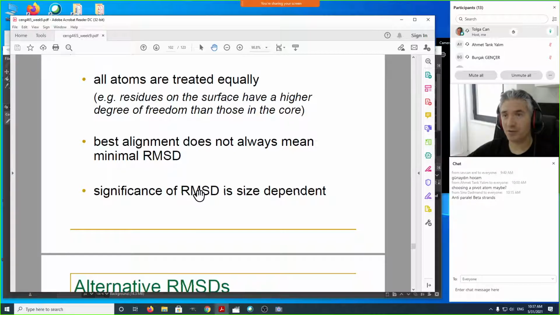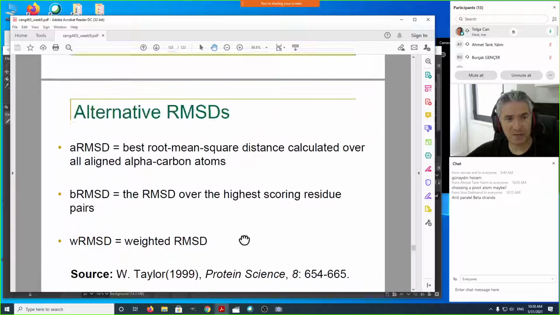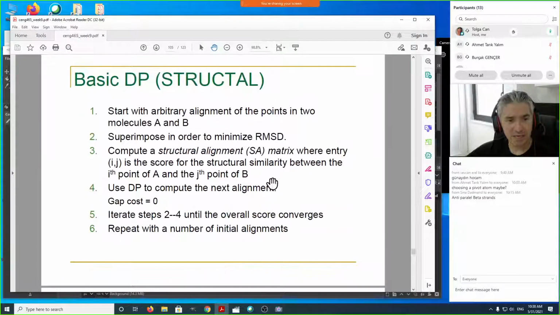If somebody tells you that they have found an alignment with RMSD 0.1, and it's a very good alignment, you should ask them, what is the length of your alignment? If they tell you the length of the alignment is 5 amino acids, you should say it's not a very good alignment. So the length of the alignment is also important. I'm skipping those alternative RMSDs.